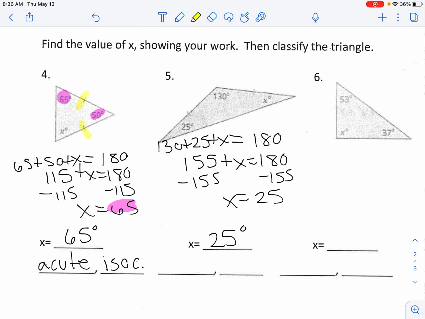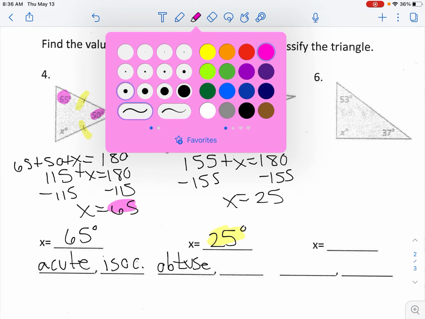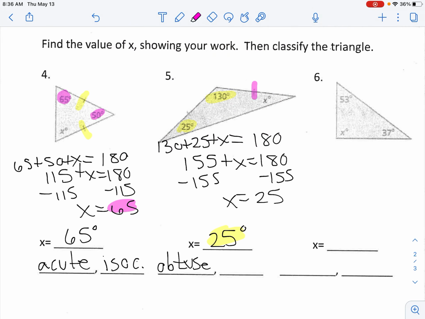So let's look at our angle measures. We have 25 degrees, and 130 degrees. If any triangle has one obtuse angle, we're going to classify it as an obtuse triangle. Now we're going to take a look at our side lengths. I see a mark here and I see a mark here telling me that those 2 sides are congruent. They have the same measure. So this is another isosceles triangle.